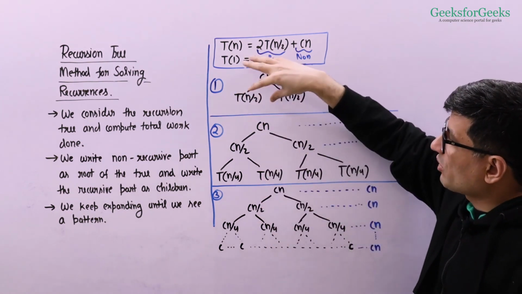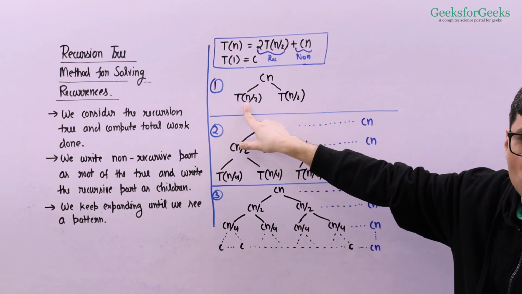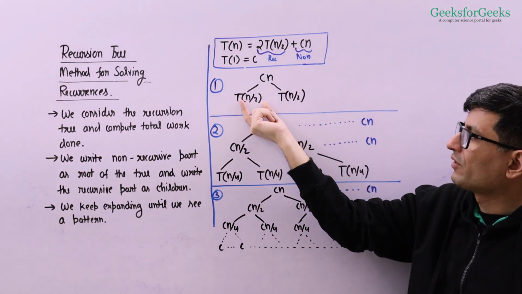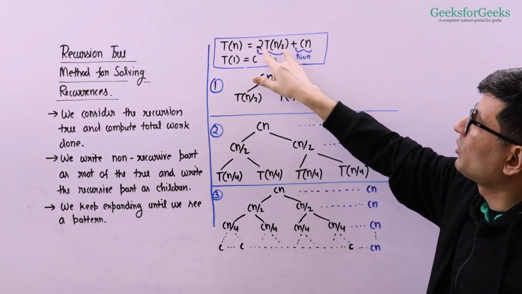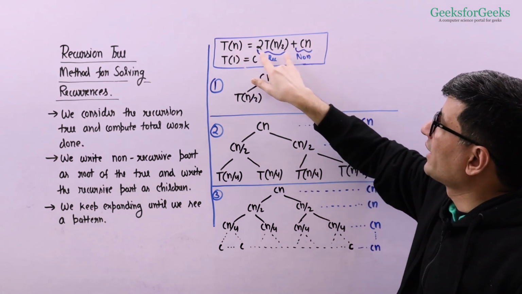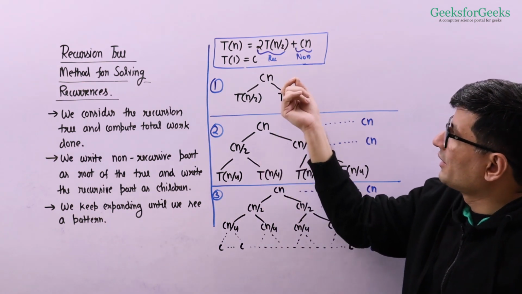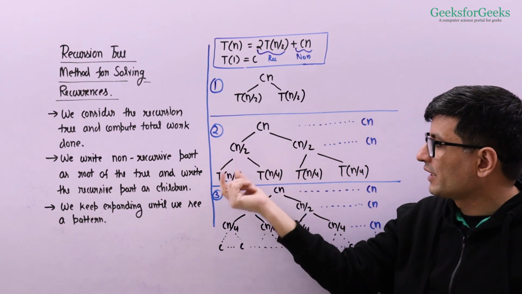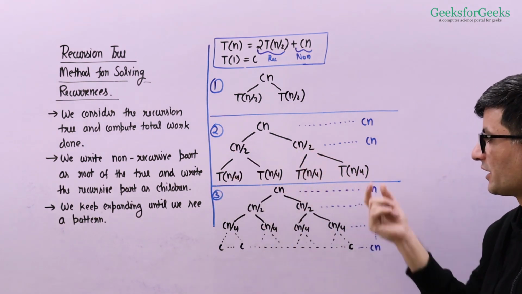Then once we have drawn this recursion tree, we further expand these calls, right? And how do we expand it? This is the recursive call for Tn by 2, right? Tn by 2 means it's going to have 2Tn by 4 plus Cn by 2. If I put n equal to n by 2, I'll get 2Tn by 4 plus Cn by 2. So in that, the non-recursive part is Cn by 2. So I write Cn by 2 and I write the recursive parts here. Then Cn by 2 and recursive parts here.